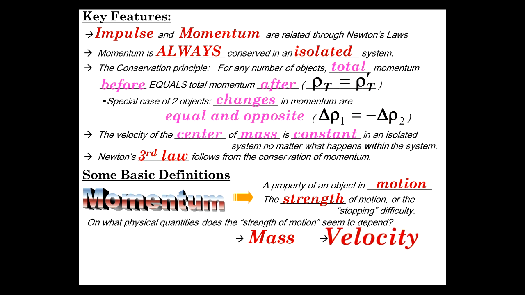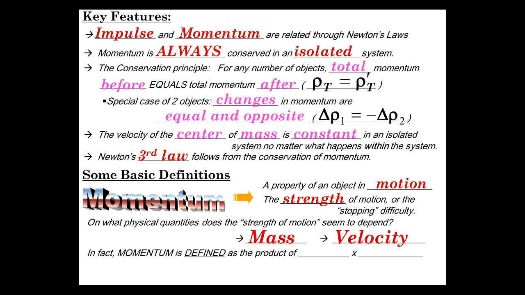The other thing is the speed. So the velocity or speed. And we'll kind of stick with the velocity because momentum is a vector quantity. So it turns out that momentum is defined as the product of mass and velocity. So that makes it pretty easy. It's just mass times velocity. Okay, so far everything is intuitive, right?